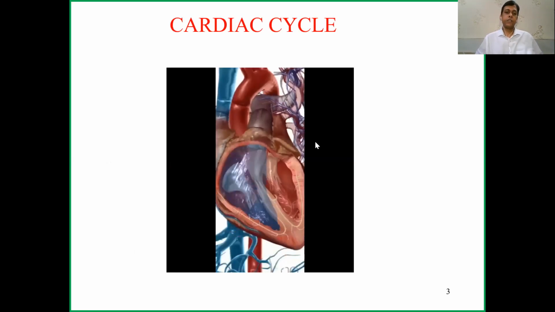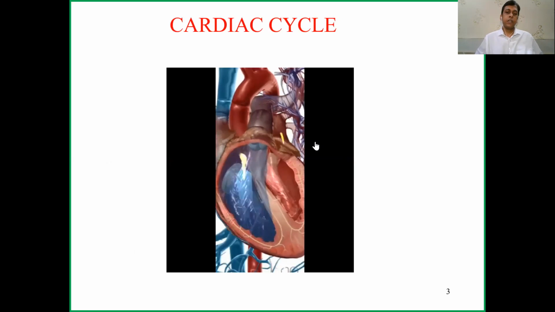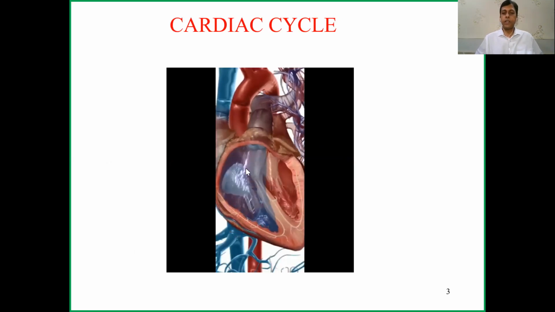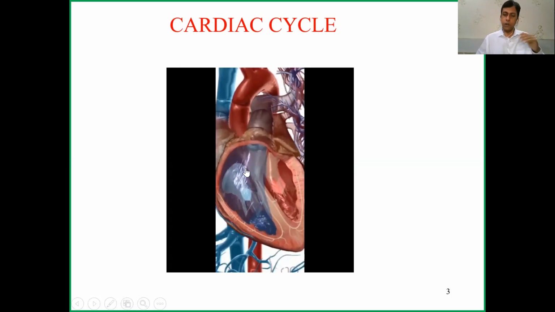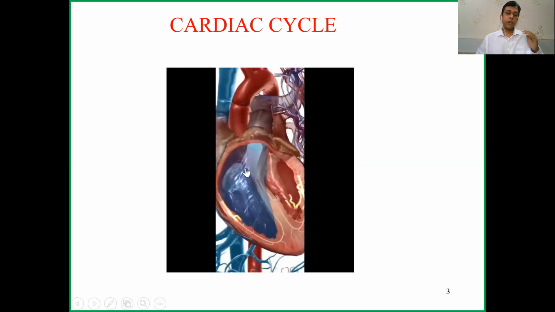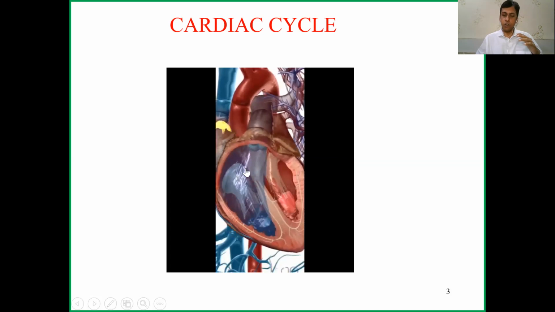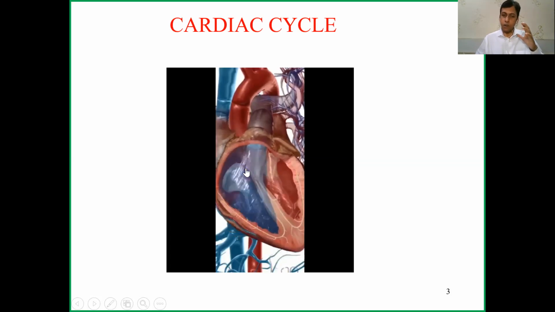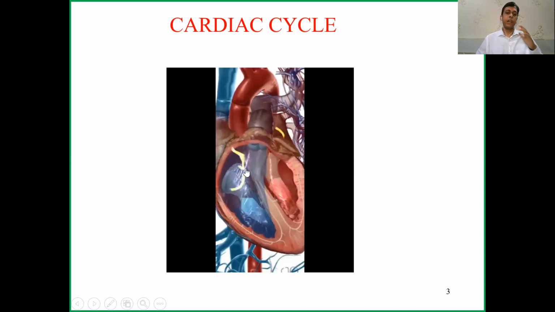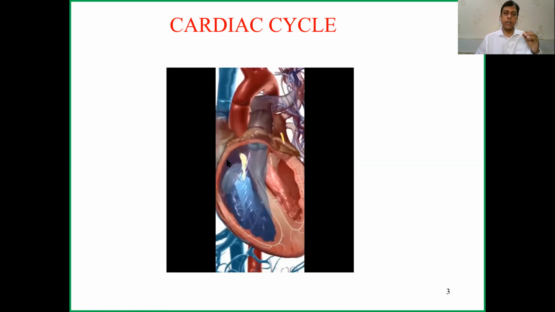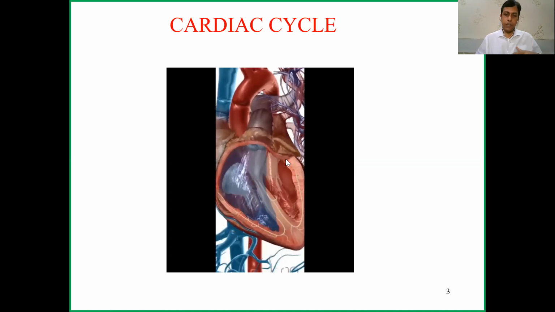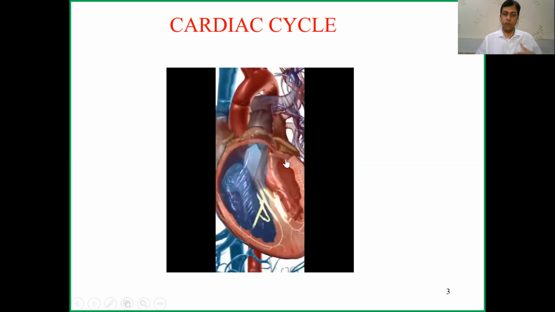Why has the cardiac cycle been so important? Because we know that blood pressure is 120 by 80 or whatever it is, the upper is systolic and the lower is diastolic. Then we have to understand what is systole and what is diastole. Systole is the contraction phase and diastole is the relaxation phase.